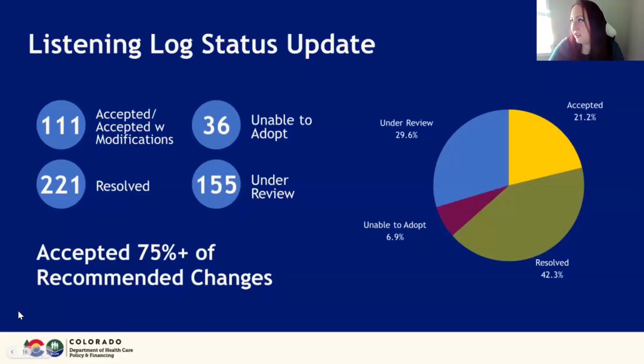And just to give you a little bit of a look at what that looks like today, the listening log status update: we have 111 accepted or accepted with modification in that listening log of the rules and questions that you all have raised. 221 are resolved. Those are usually because they're questions that we are just providing answers to. 36 line items that we were unable to adopt. Usually if something was unable to adopt, it's been related to statute that we in this project are unable to change, or it could be something that would request new budgetary asks and things like that. And 155 are under review still.